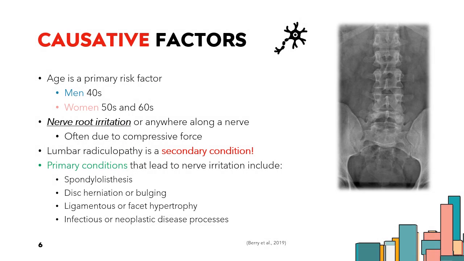Lumbar radiculopathy is a secondary condition. Compressive nerve root irritation due to a number of degenerative spinal conditions is the main cause for this. Age is a factor, as well as having a physically demanding job. Infections and certain types of cancers can also aggravate nerves.